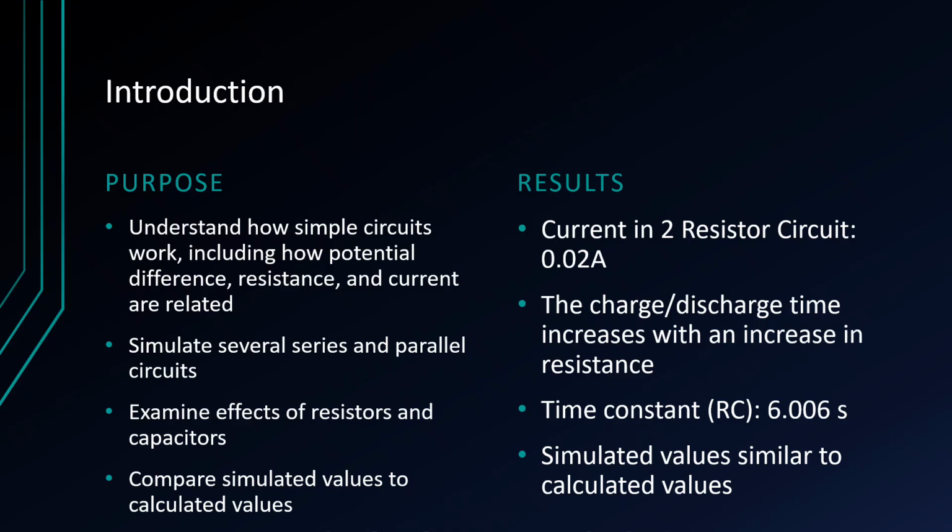the 2 resistor circuit, the current was 0.02 amps, that the charge and discharge time increases with an increase in resistance. I calculated the time constant for a particular circuit to be 6 seconds, and the simulated values were very similar to the calculated values.